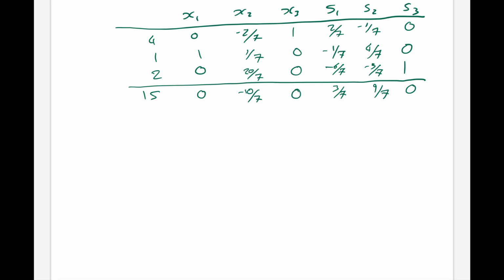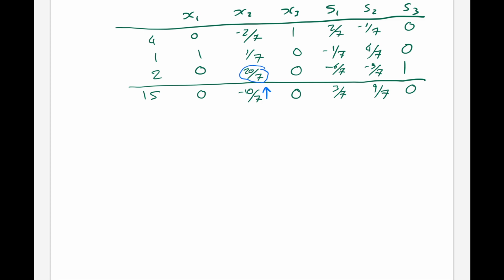After this iteration, we still have a negative value in the objective row, and so we have to pivot one more time. So let's choose our work column to be the column with the most negative value in the objective row. And we choose our pivot to be the element when we divide the left-hand side by it gives us the least positive ratio. So 4 divided by minus 2 over 7 gives us something negative. 1 divided by a seventh is 7. 2 divided by 20 over 7 is 7 over 10. So the least positive here.